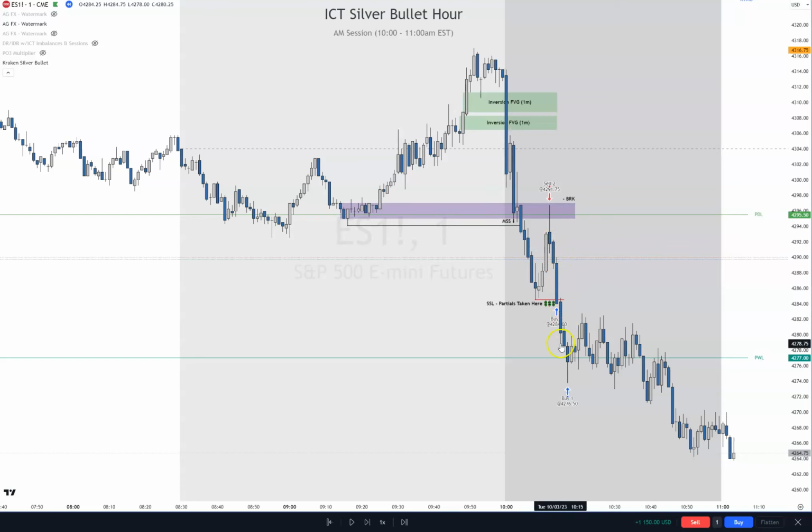And then we took our first partial right here, and then we aimed for our previous weekly low, which was 18 handles away total. Okay, that was from here to there. Yes, it traded down further, and if you left a runner, you probably would have got another 13 handles, so another decent run afterwards. But that's how you search for liquidity, and that's what we use the Kraken Silver Bullet indicator for the AM session on October 3rd.